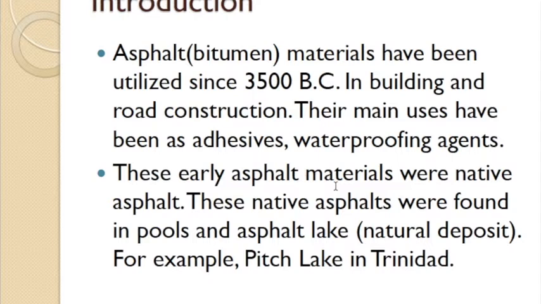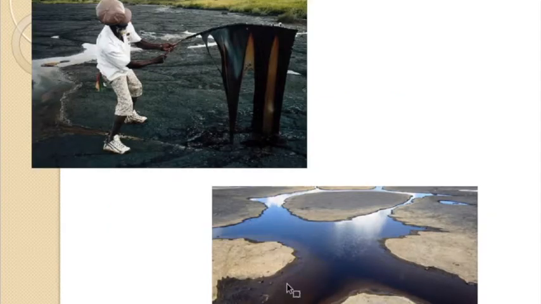These early asphalt materials were native asphalt. These native asphalts were found in pools and asphalt lakes, which are natural deposits. For example, we have the Pitch Lake in Trinidad. This is a natural bitumen, or a natural material. Here you can see that we have a lake in Trinidad, where the asphalt mixture can be taken and used for civil engineering purposes.